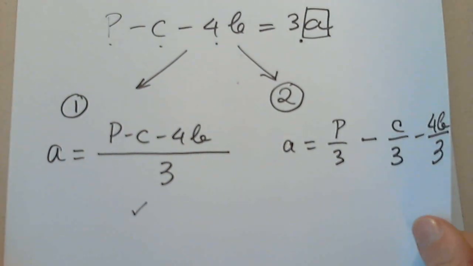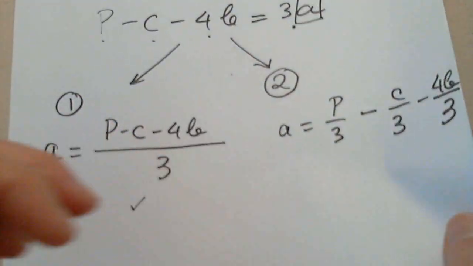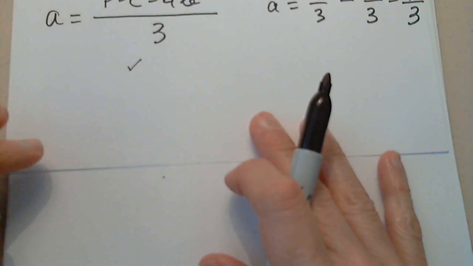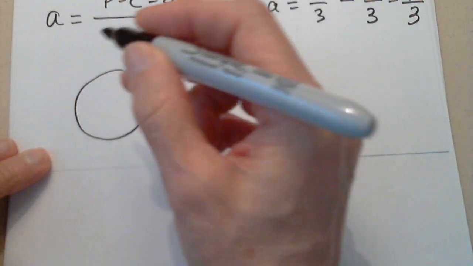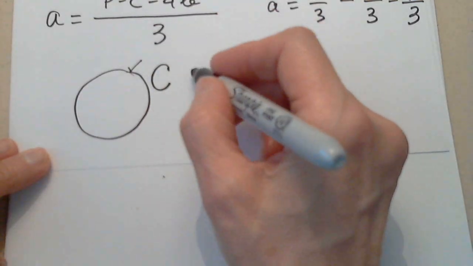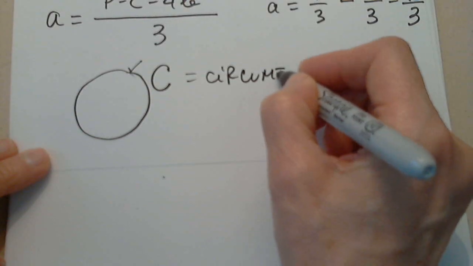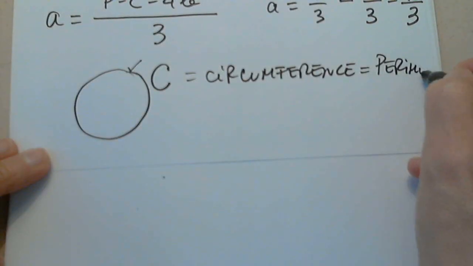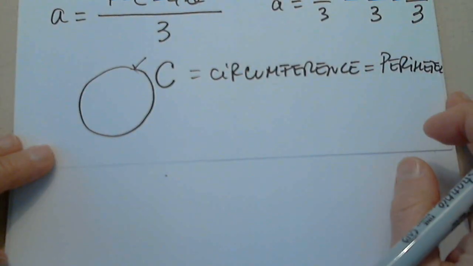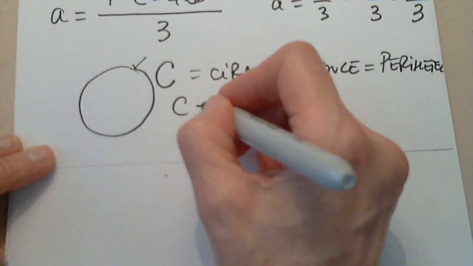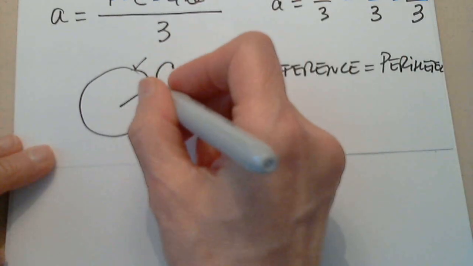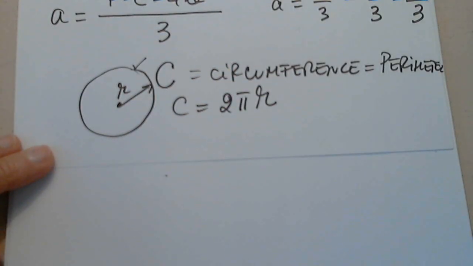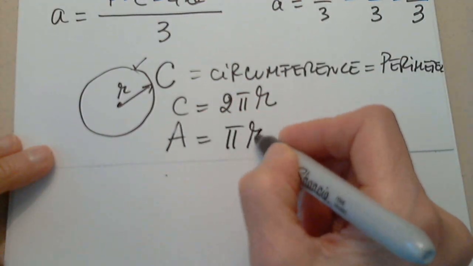Let's talk a little bit about a circle. So here's a circle. The circumference of the circle is basically its perimeter. We don't use the word perimeter for a circle. We use circumference. The circumference is 2 pi times the radius. The radius of the circle connects the center to any point on the circle. Also, the area is pi r squared.